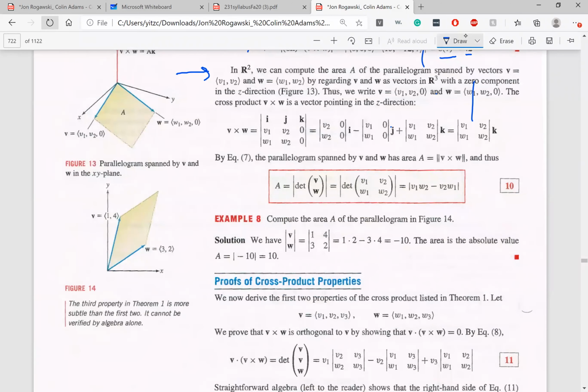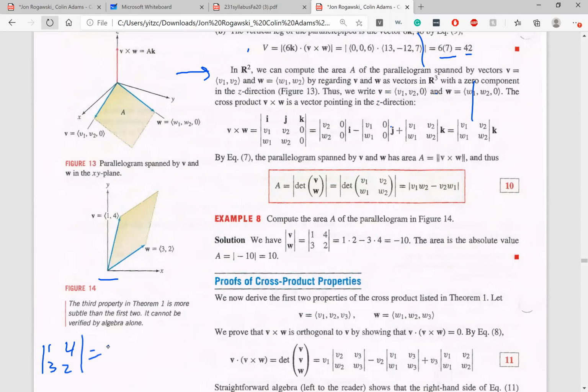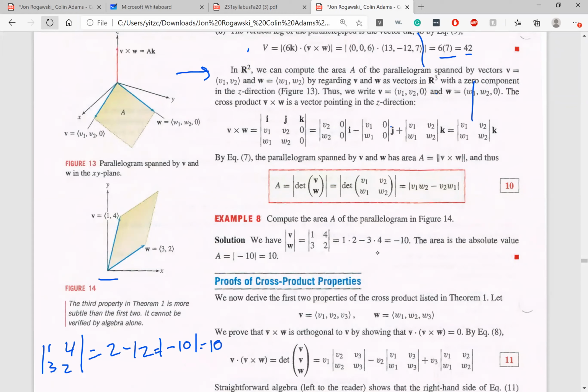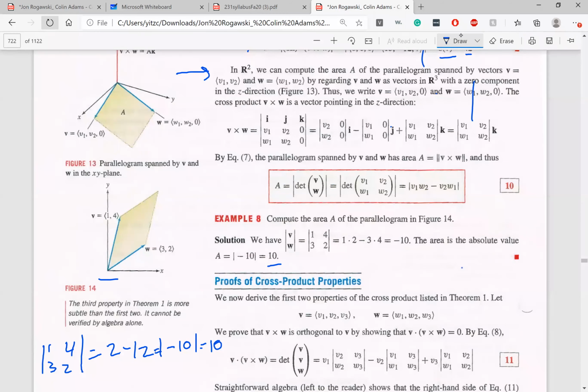Okay, so now they ask us to compute the area of the parallelogram in figure 14. So that's this figure over here, and we have these two vectors. Like we just said, we can just look at the determinant of the vectors (1, 4) and (3, 2). That's equal to 2 minus 12, which is negative 10. But we take the magnitude because the area is always positive, so that's equal to 10.